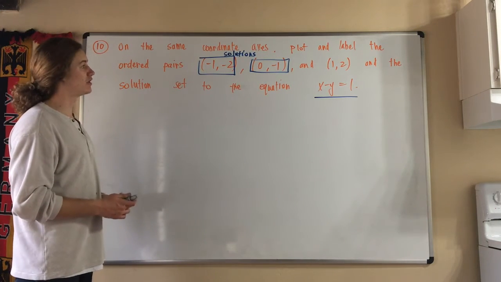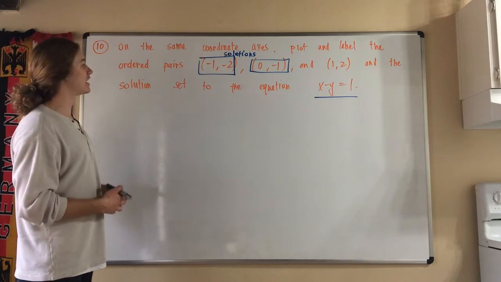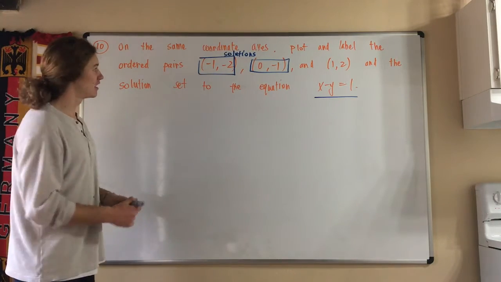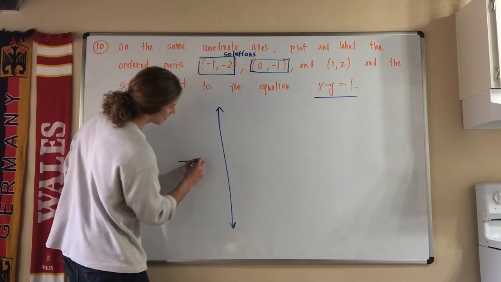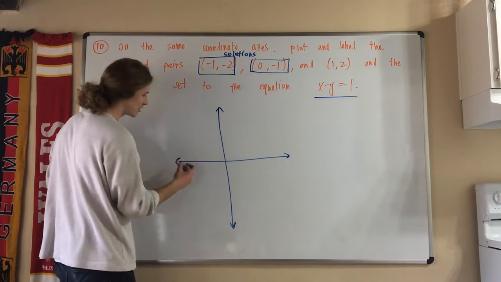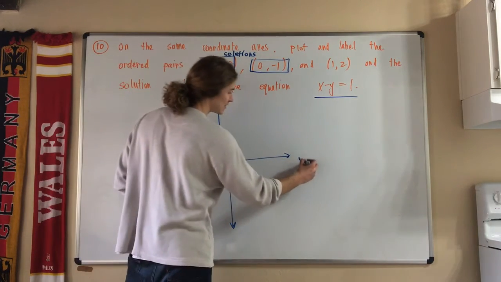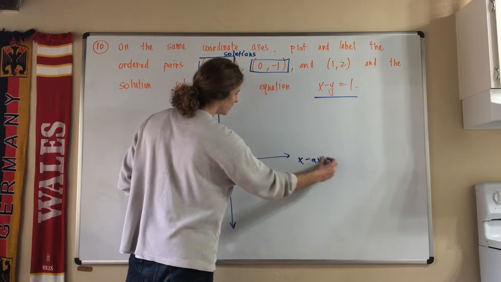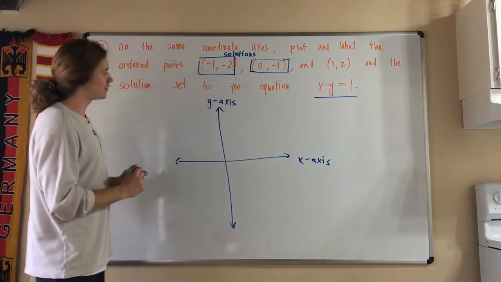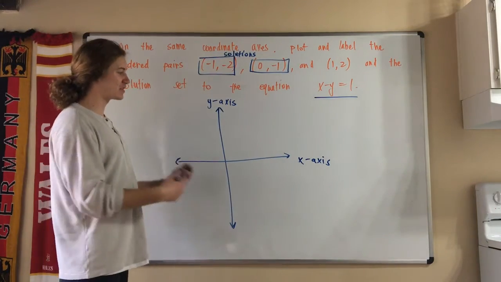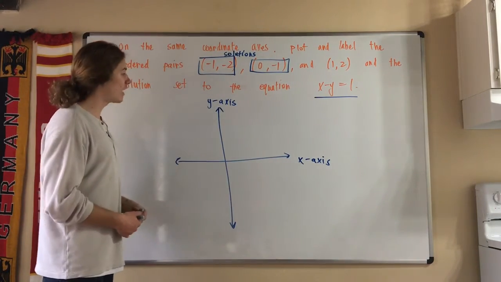So to do this, we need to start plotting points and plotting lines. We need to have a coordinate axis, or a rectangular coordinate system. So I'll start by making coordinate axes. I'm going to call my horizontal axis my x-axis. I'm going to call my vertical axis my y-axis. And so by doing so, these first numbers represent x values and these second numbers represent y values.